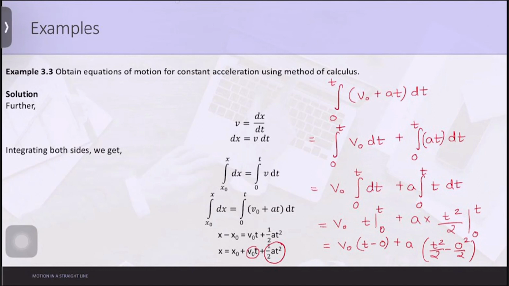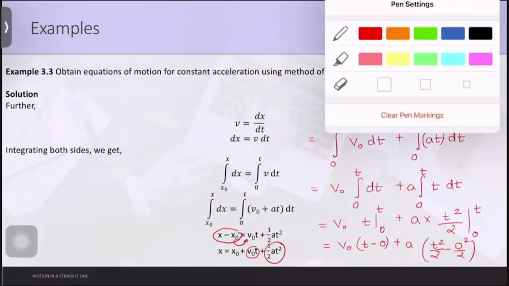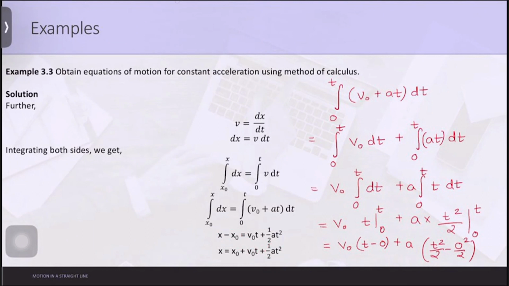As the left hand side was x minus x0, if you put x0 on the right hand side, you will get x is equal to x0 plus v0 t plus half a t square. So that is the derivation for your second kinematic equation. Let's move on.